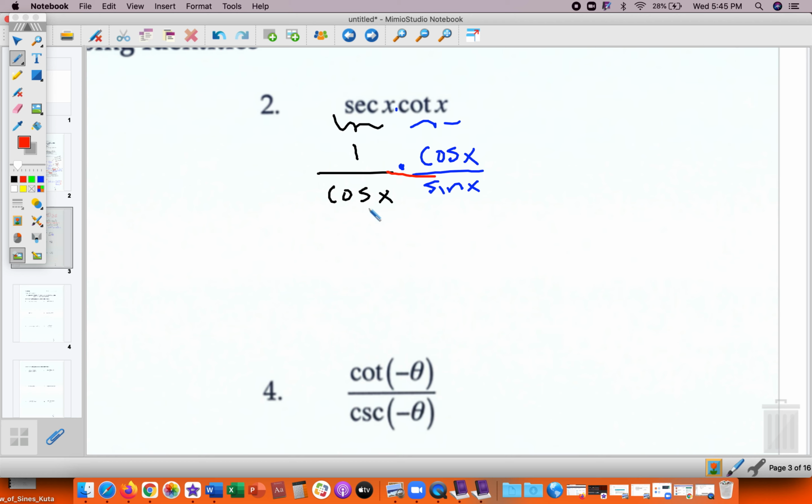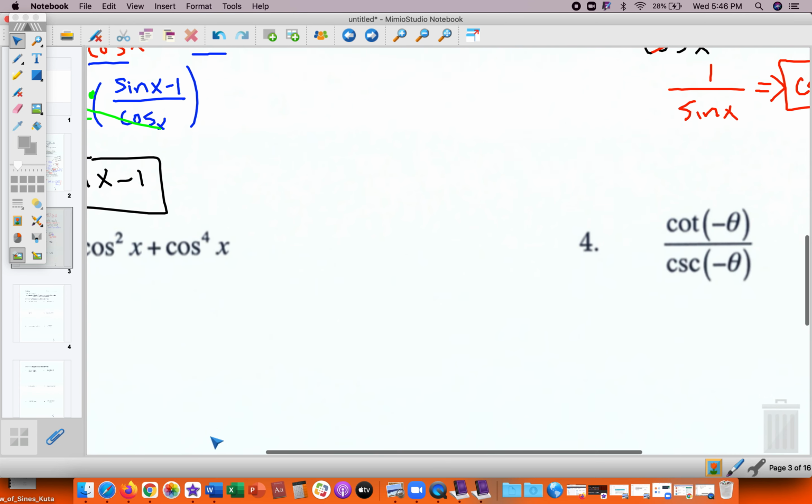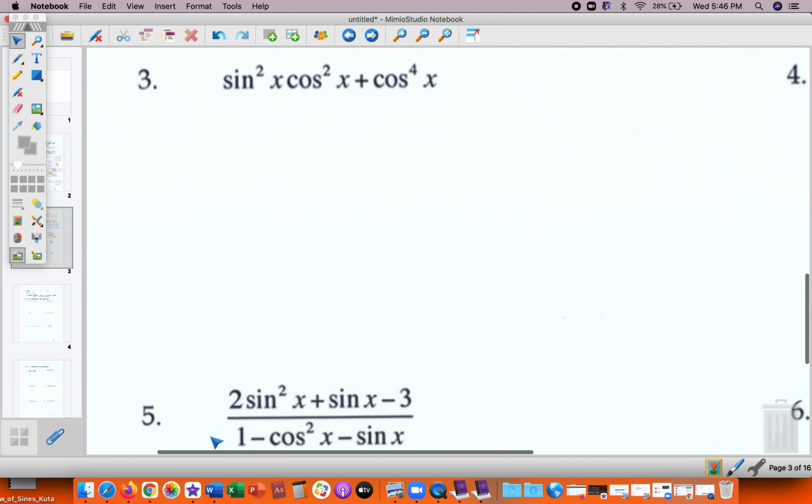If I extend this line, we can cross off cos x in the numerator and denominator. So we have 1 over sine of x. And we want to try to get rid of fractions. So we know 1 over sine x goes with cosecant x. So our final answer, our simplified answer, is cosecant x. Let's look at number 3.